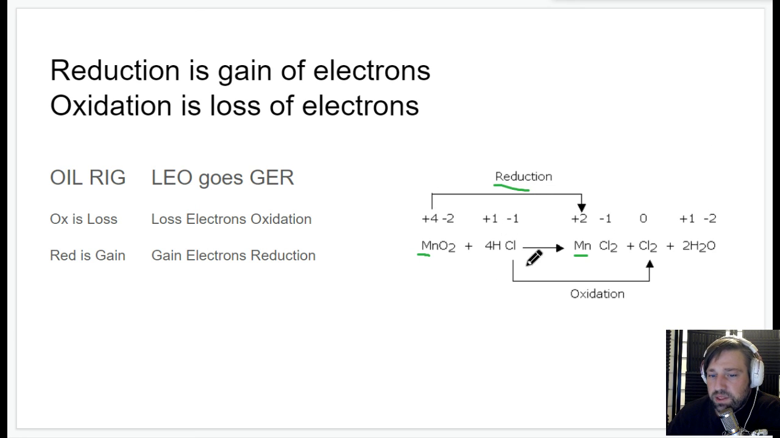And then you can kind of look around, see what else is going on. This chlorine was -1, and it went to its free element, which is 0. So it went from a -1, electrons are negatively charged, to a 0, it lost electrons. And if it's losing electrons, then that's the oxidation step of this reaction. So you can kind of see what's happening here. Okay, if chlorine is losing electrons and the manganese is gaining electrons, you can see that's where the electrons are flowing, from this thing to the manganese.